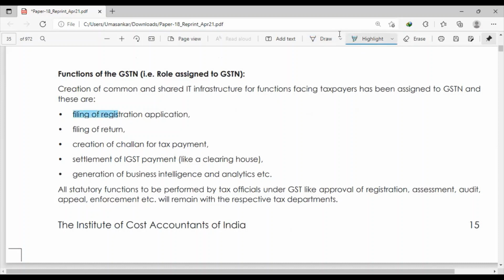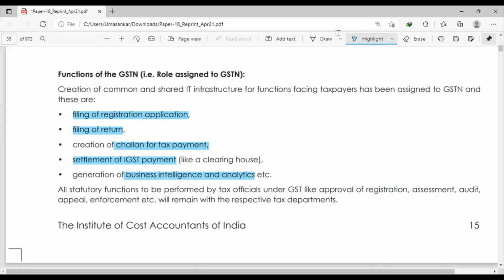Filing of registration applications, filing of returns, creating challan for tax payment, settlement of IGST payment, generation of business intelligence and analytics. Okay, these are the functions of GST. What GST does. Okay, this is the point.